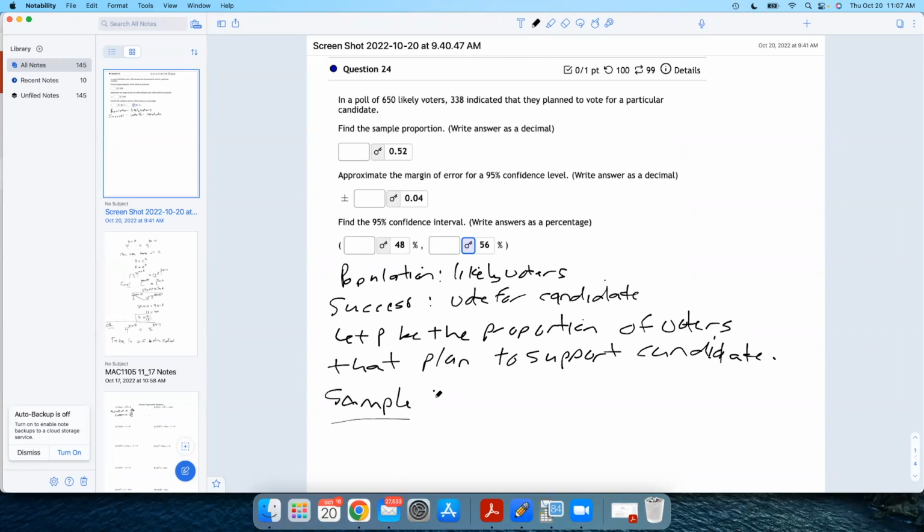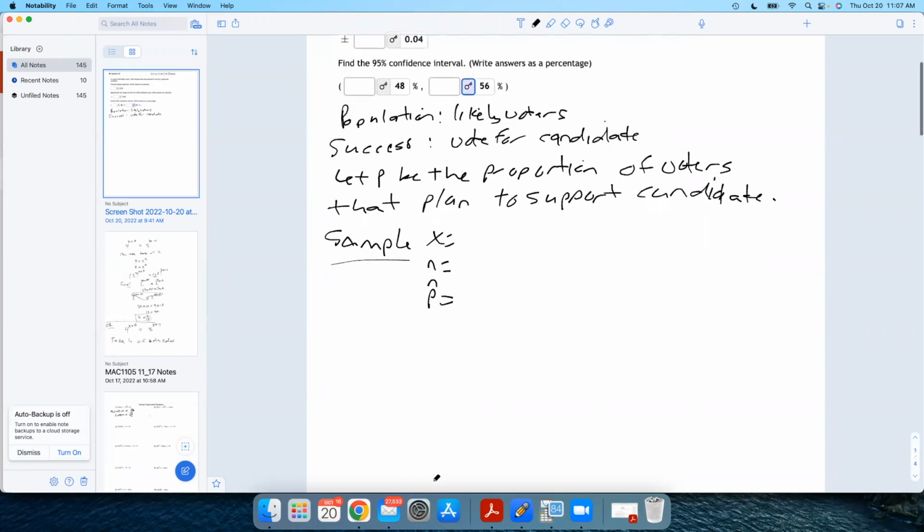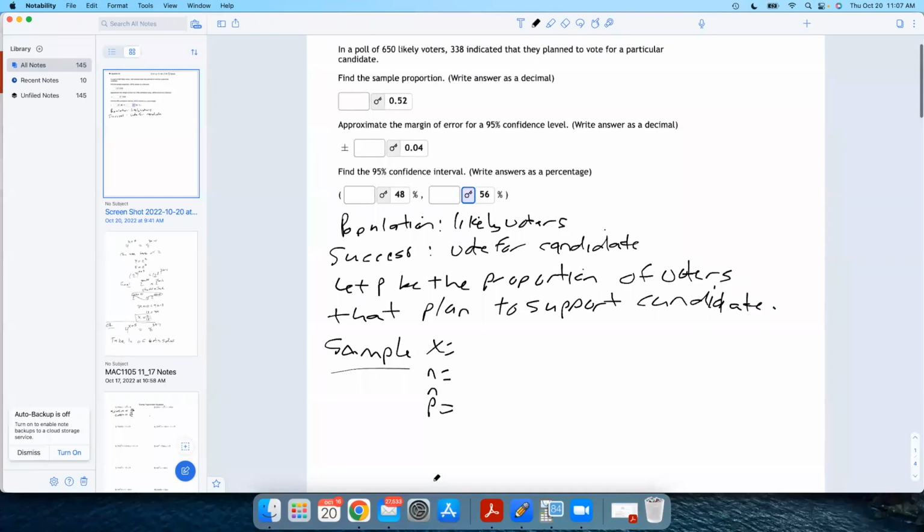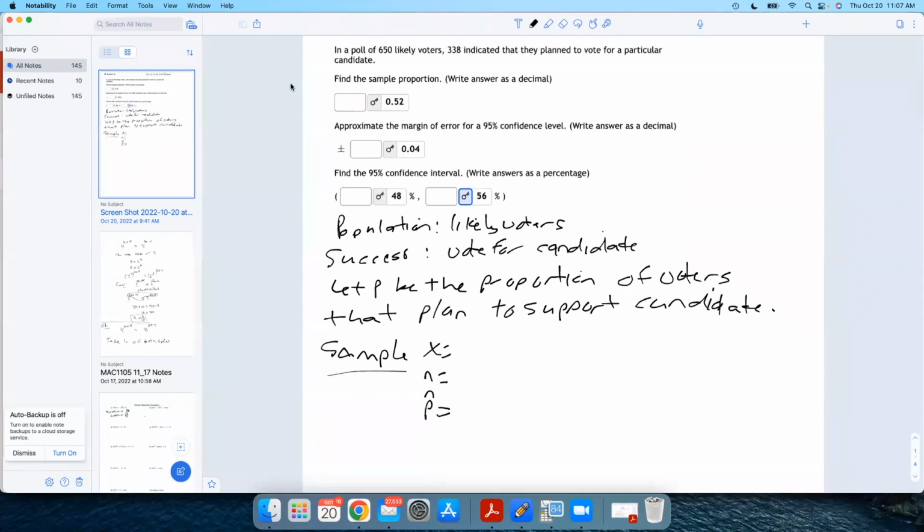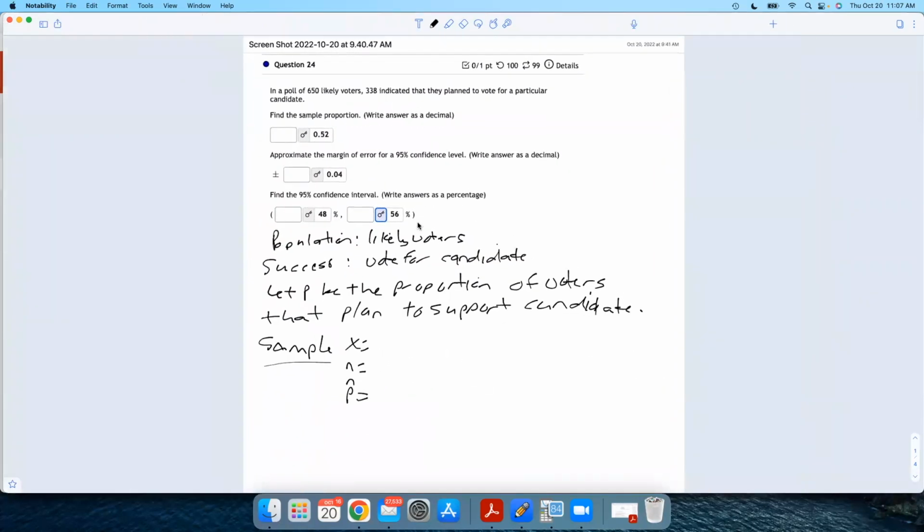There are always 3 numbers. They're always going to give us 2 out of the 3. X is the, if you don't know what the letters stand for, you're going to do so bad on all the tests. You got to learn what all the letters stand for. X is the number of actual successes in the sample. How many in the sample, a whole number, did success, whatever that is. In this case, 338 said they're going to vote for this guy. That's my number of successes.